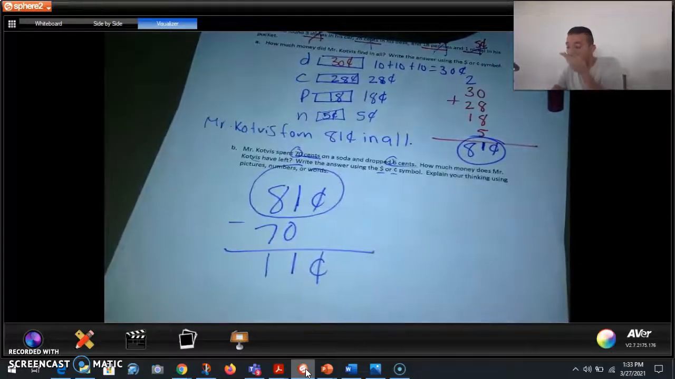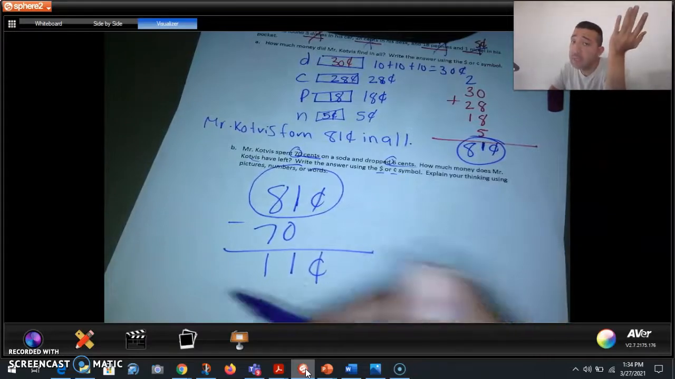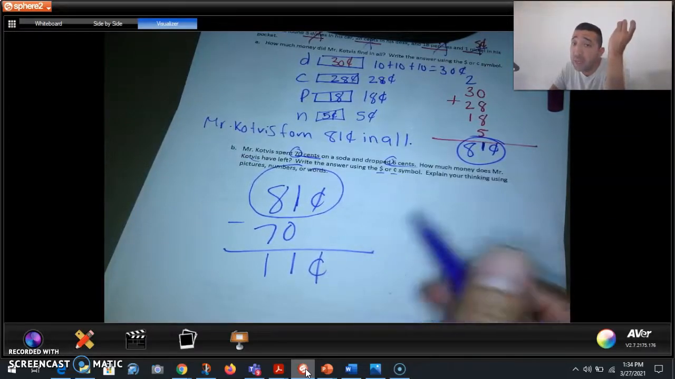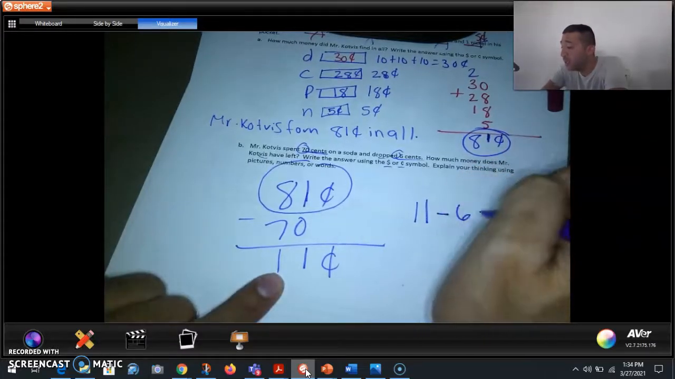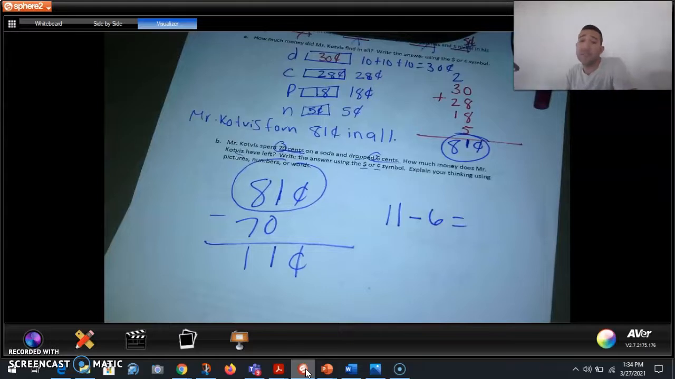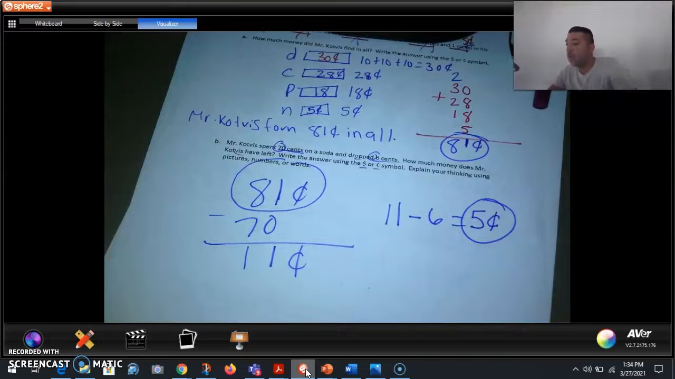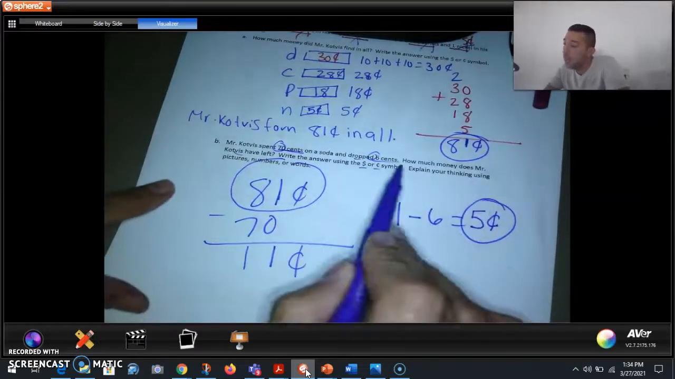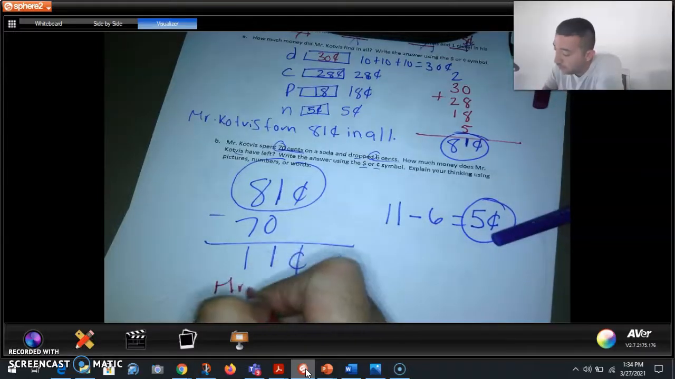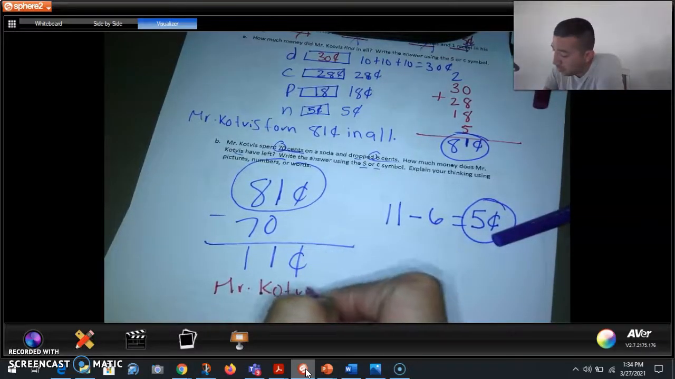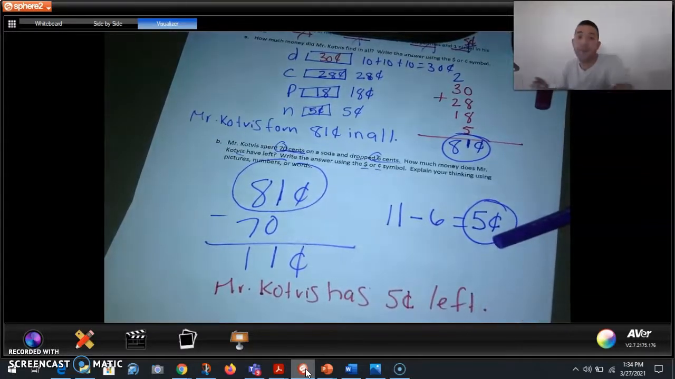So we know, boys and girls, that all the money he found, and we know that he spent it on a soda, he ended up with 11, but he dropped 6 more cents. So out of those 11 cents, he dropped 6 more cents. So 11 minus 6 equals 5 cents. So my answer is 5 cents. So how much money does Mr. Cartwright have left? So Mr. Cartwright has 5 cents left, period.